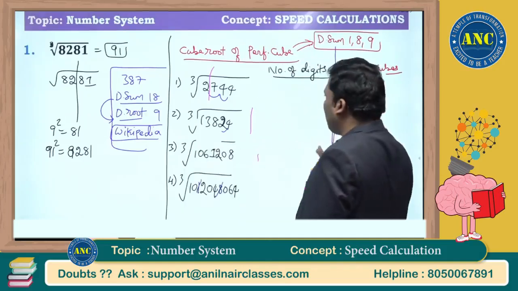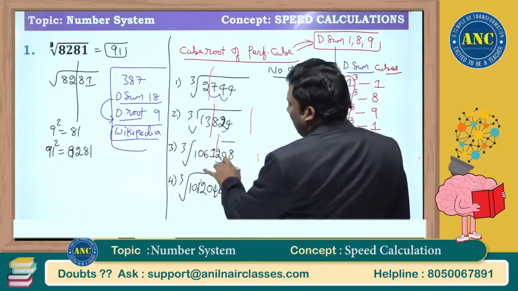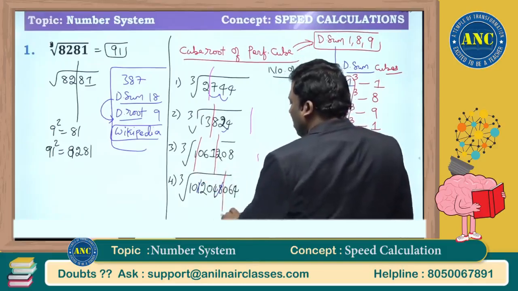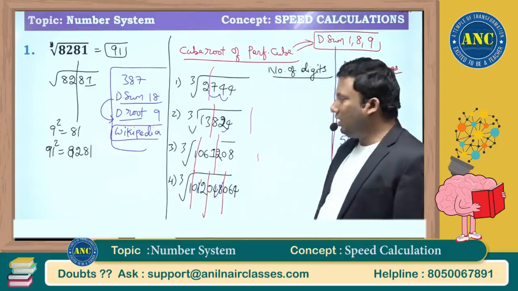So take a group after every 3 digits. Move from right hand side to left hand side.